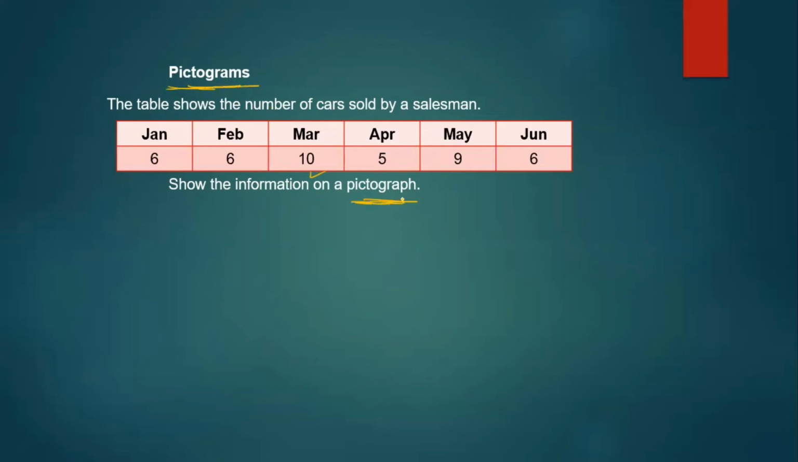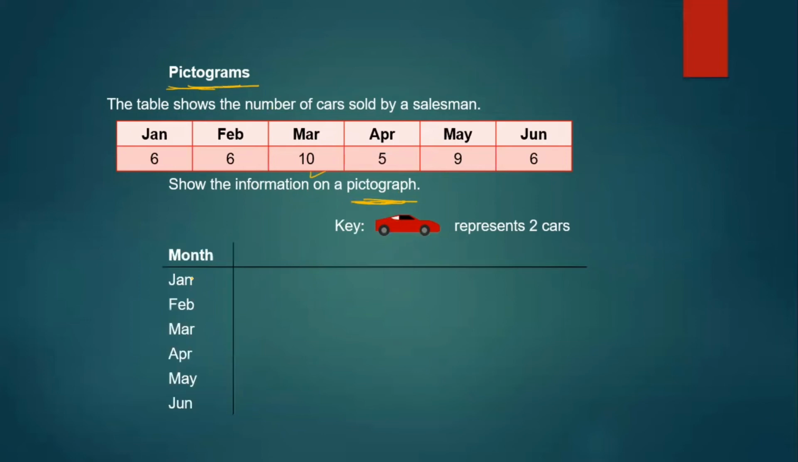As the name suggests, in a pictogram we show one symbol and we write that as a key. We draw a symbol of a car, and this one symbol of a car represents 2 cars. Suppose we have to show how many cars there are in the month of January. It is 6. Since 1 represents 2, here we'll be showing 3 cars. So this is how the picture of 3 cars will be drawn here.